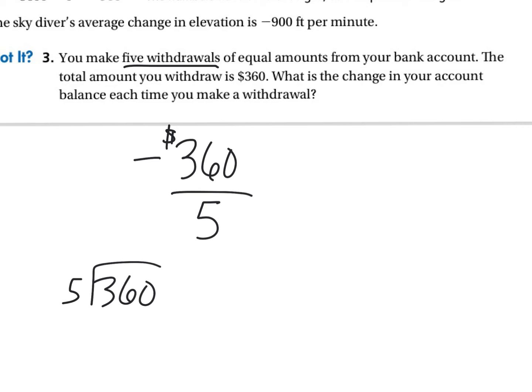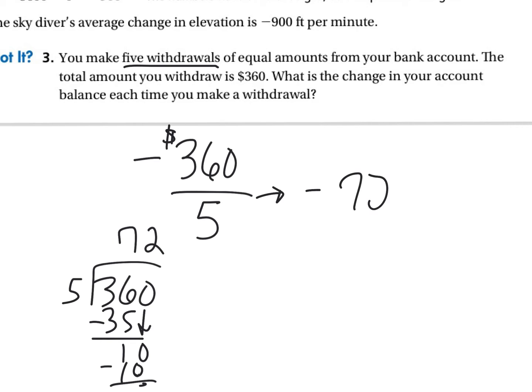So 5 goes into 36 7 times is 35. 5 goes into 10 2 times. And so this would be equal to negative $72. So withdrawing $72 every time.